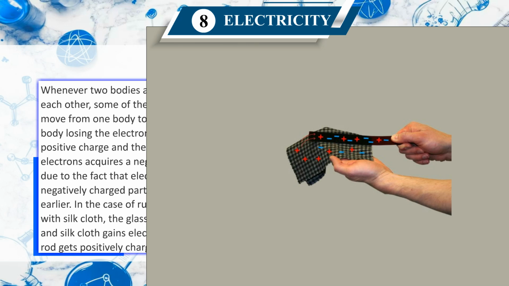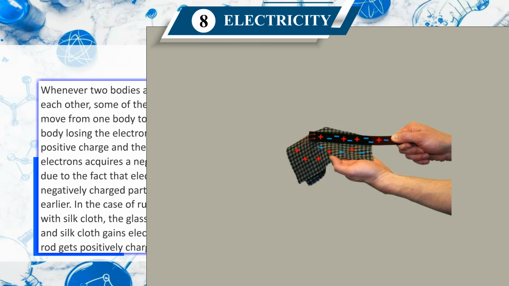Whenever two bodies are rubbed against each other, some of the free electrons move from one body to the other. The body that loses the electrons acquires a positive charge, and the one gaining electrons acquires a negative charge. This is due to the fact that electrons are negatively charged particles, as discussed earlier. In the case of rubbing the glass rod with silk cloth, the glass rod loses electrons and the silk cloth gains electrons. Thus, the glass rod gets positively charged.